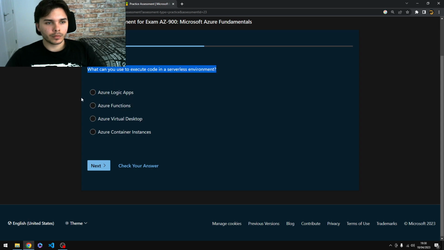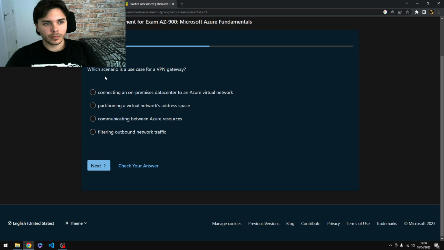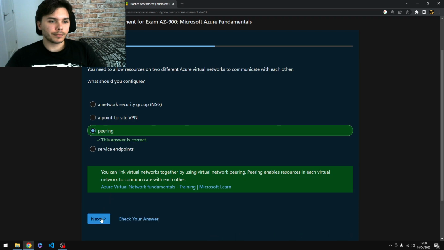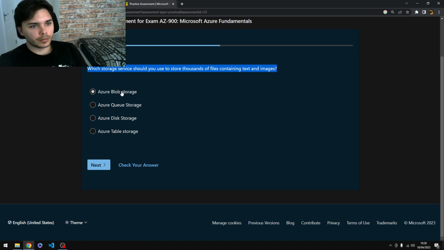What can you use to execute code in a serverless environment? You need to allow resources on two different Azure virtual networks to communicate with each other. What should you configure? Which storage service should you use to store thousands of files containing text and images?